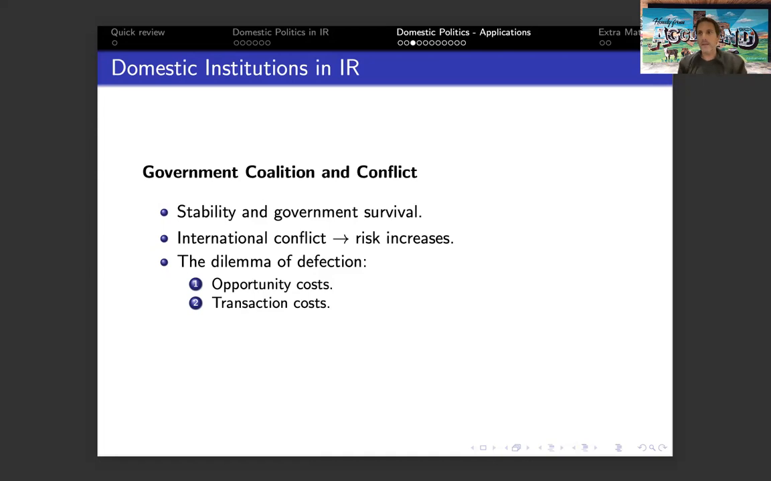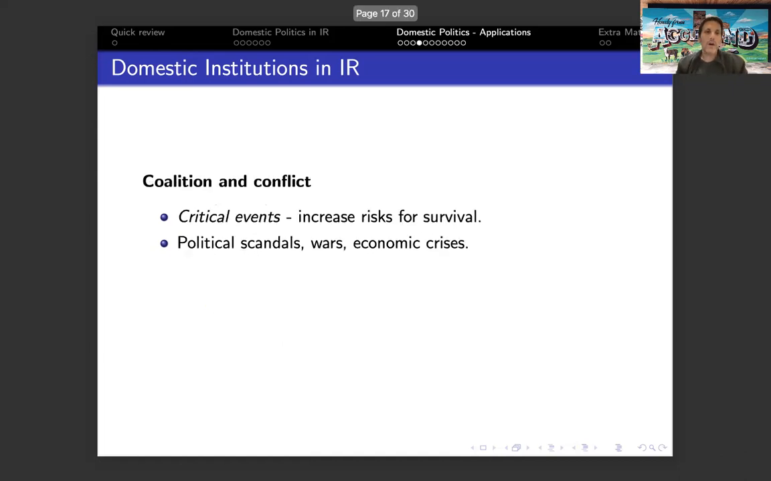Overall, the argument is that the higher those costs, whether they are opportunity, transactions, or both, it is less likely that a replacement will take place and the government will be more secure. If it's very costly to leave government, I will not leave the government, and the government will be more secure because of that.